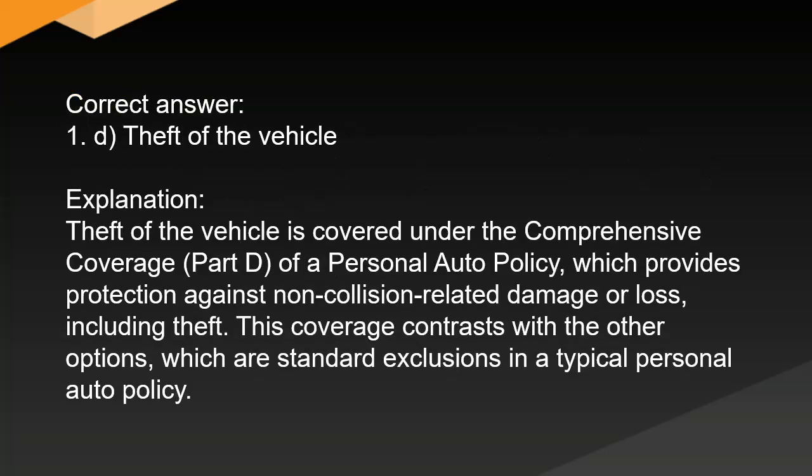Correct answer: D. Theft of the vehicle. Explanation: Theft of the vehicle is covered under the Comprehensive Coverage, Part D, of a personal auto policy, which provides protection against non-collision related damage or loss, including theft. This coverage contrasts with the other options, which are standard exclusions in a typical personal auto policy.